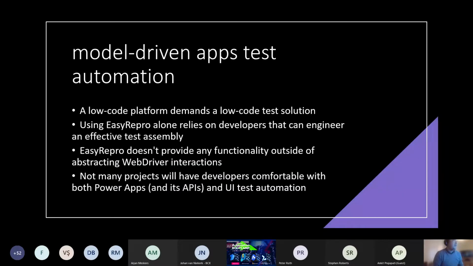So onto our solution, Power App SpecFlow bindings. This is used for model-driven apps test automation. The reason we did this is we thought a low-code platform demands a low-code test solution. We also found that Easy Repro, we really like Easy Repro because it allows you to do a lot and work with Dynamics 365 customer engagement.